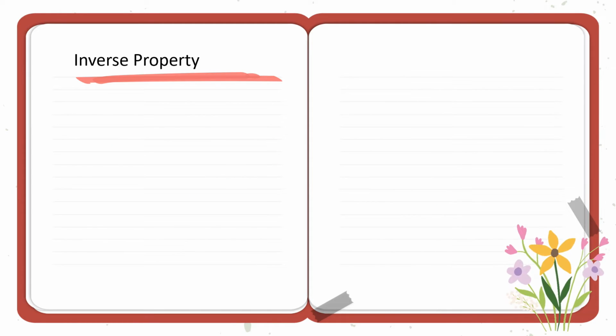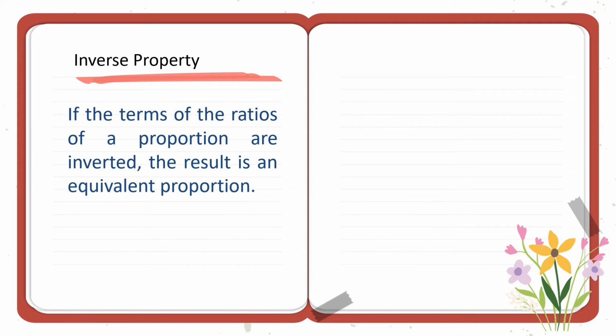The third one is the inverse property. If the terms of the ratios of a proportion are inverted, the result is an equivalent proportion.